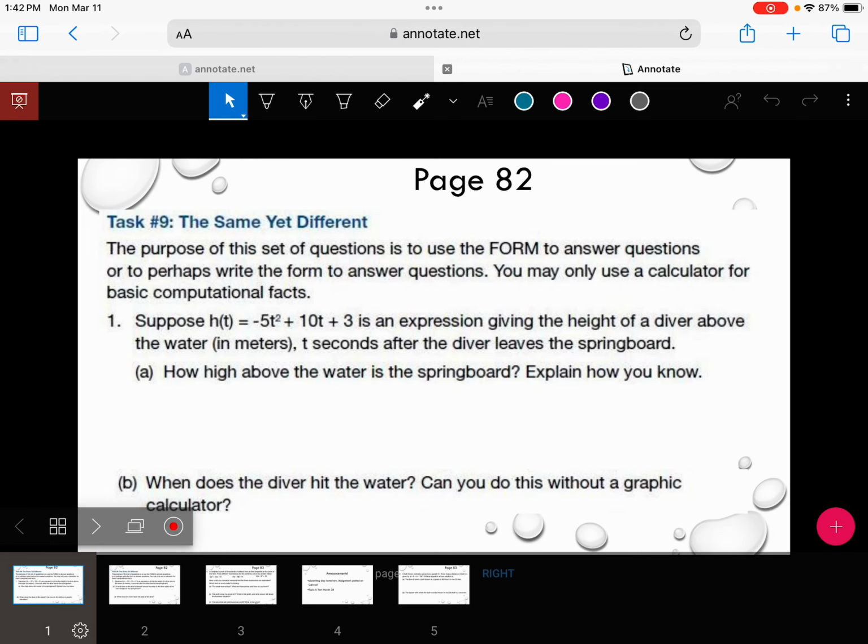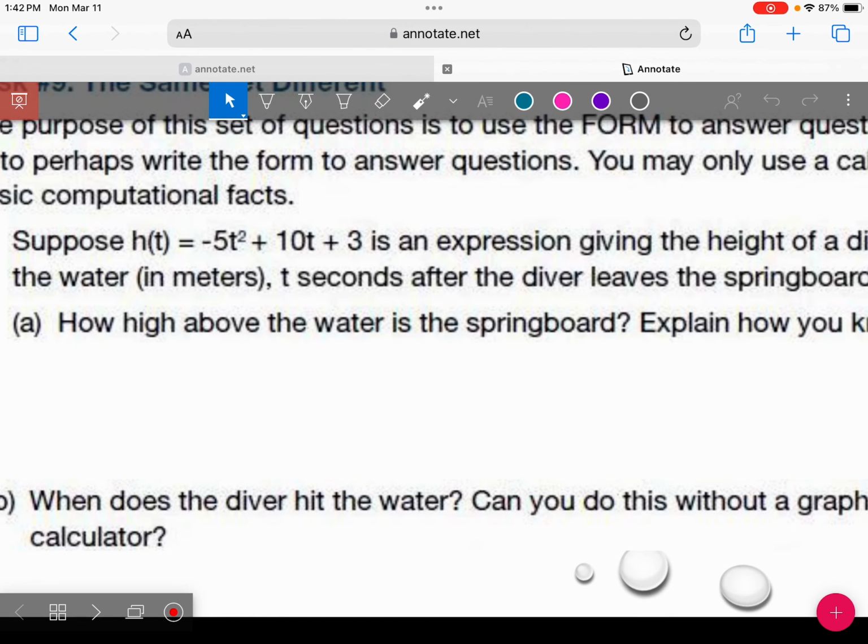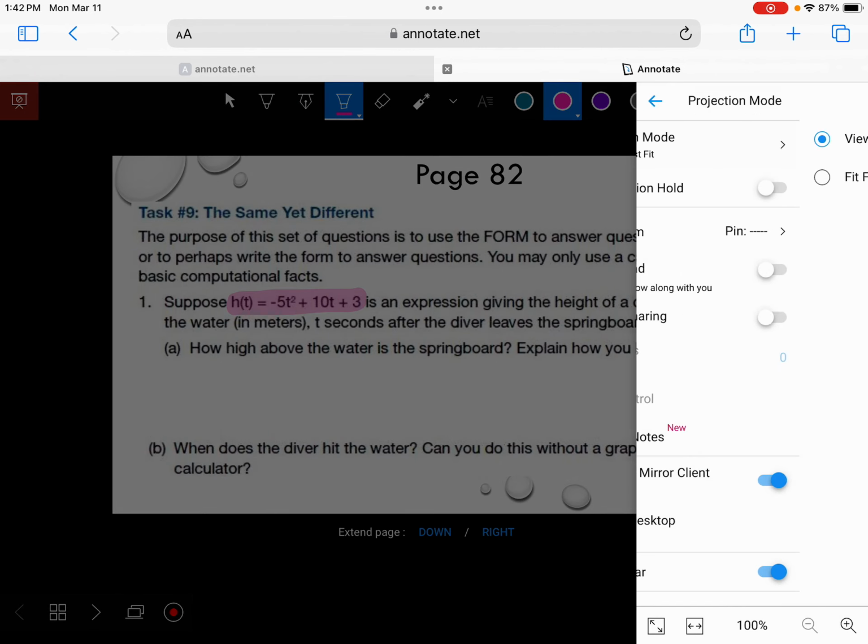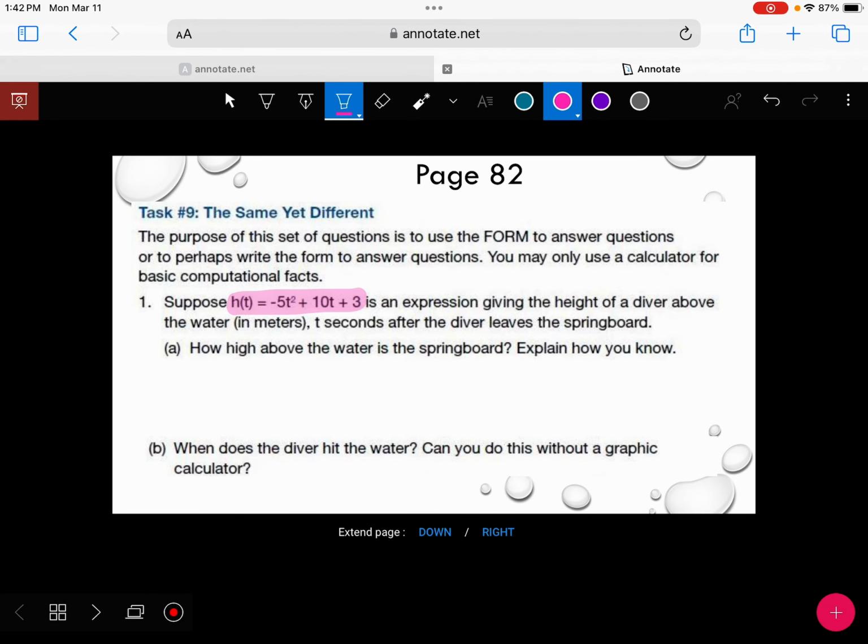So this first one is giving us an equation. They say, suppose that this expression is giving the height of a diver above the water in meters, t seconds after they jump. So it's time and their height. How high above the water is the springboard?